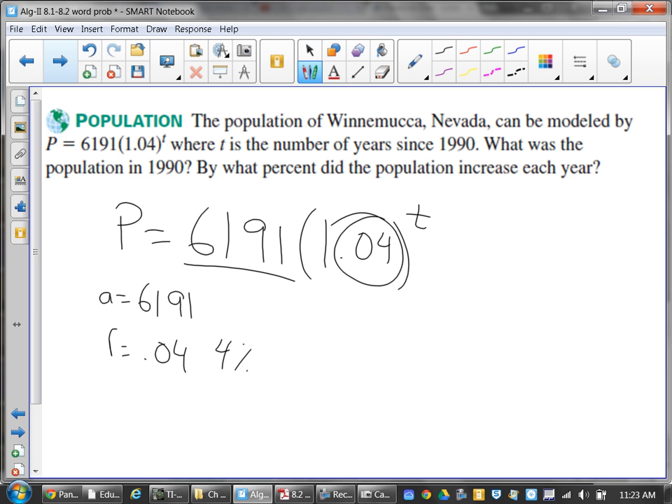Wait, so if it went by every 2 years, would it be 2 plus that? No, you're thinking of a different style. These growth ones can be compounded differently. That's what we're talking about with interest, and you'll see that in a second.